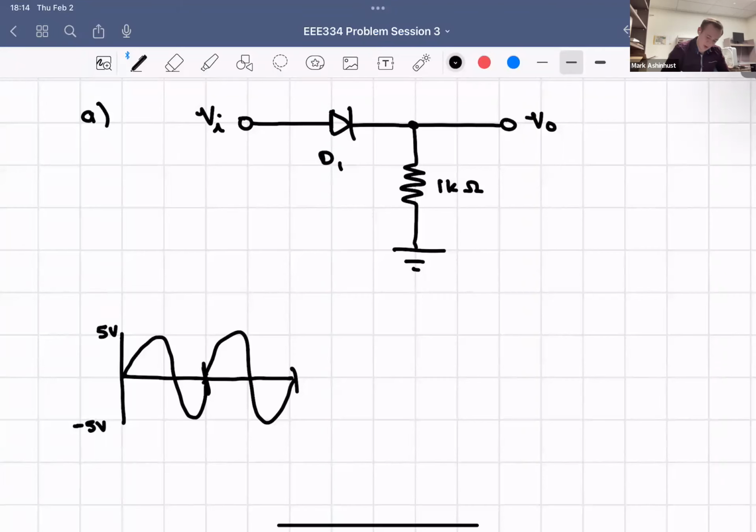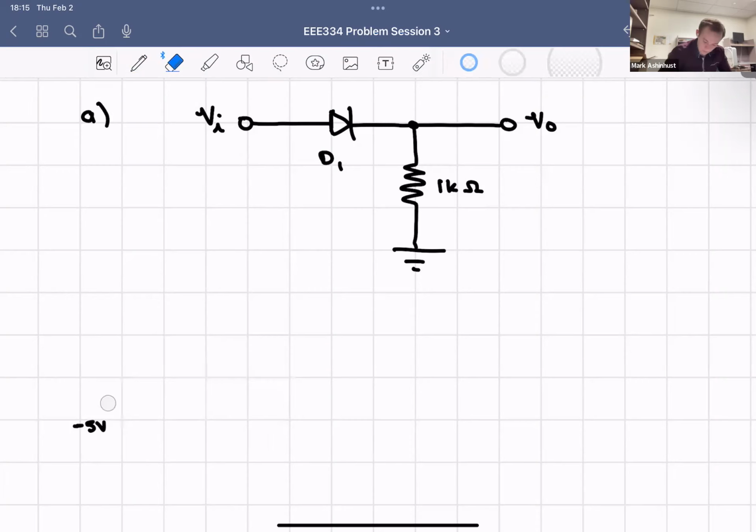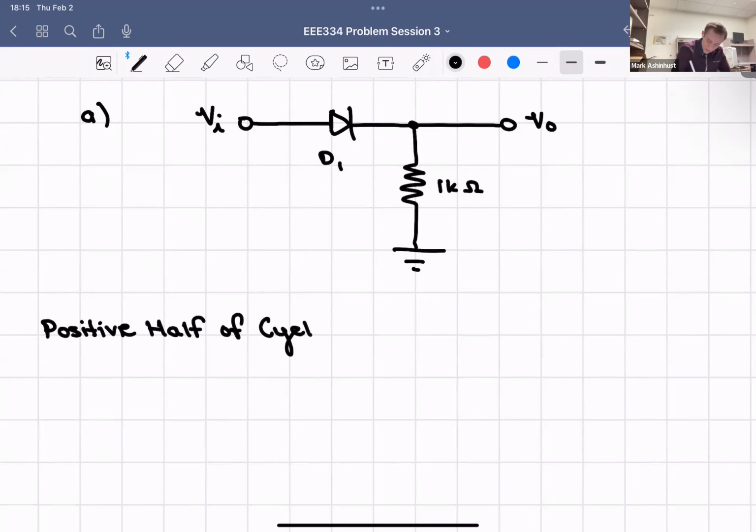So that sine wave has a positive conducting cycle and then a negative one. It'll be negative for half and positive for half, which means this V input is going between a max of 5 volts and a minimum of negative 5. Therefore, we're going to set this up in 2 ways: our positive half of the cycle, and the negative. I'll start with positive.